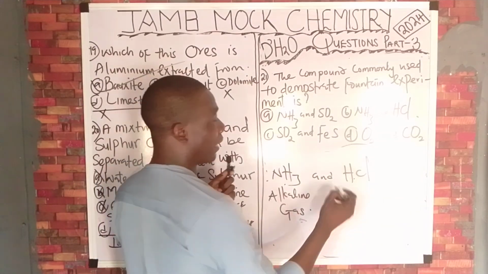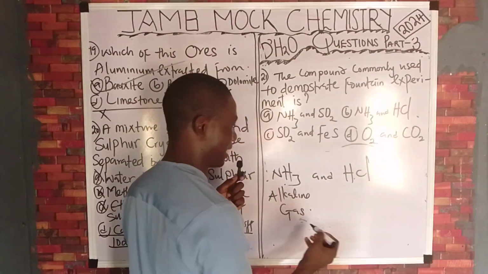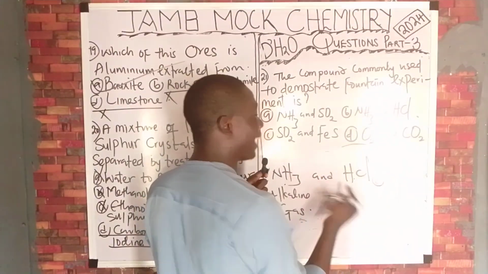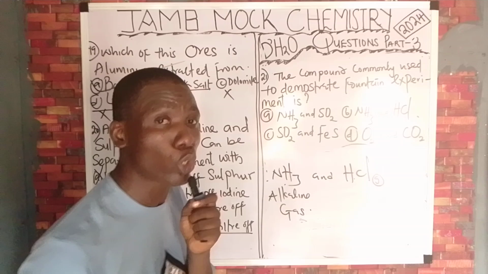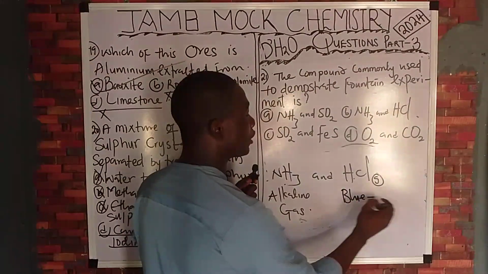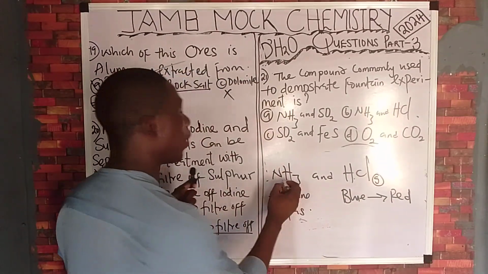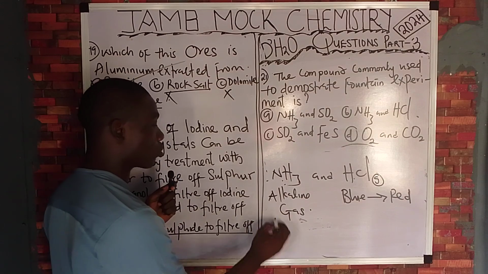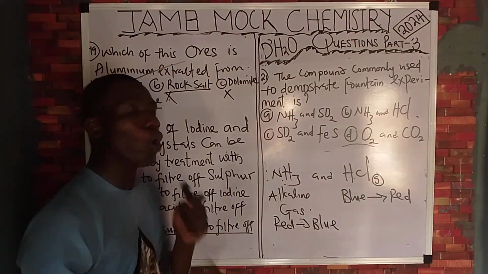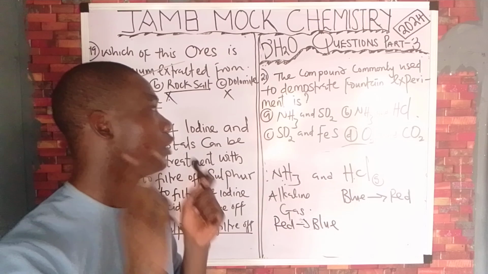Then remember, this one is an acid, or you can call it a muriatic acid gas. If this is hydrogen chloride gas, it means that by the time the gas is dissolved in water, it forms hydrochloric acid, and hydrochloric acid will turn blue litmus paper to red because it's an acid. Then your ammonia, being alkaline, will turn red litmus paper to blue.